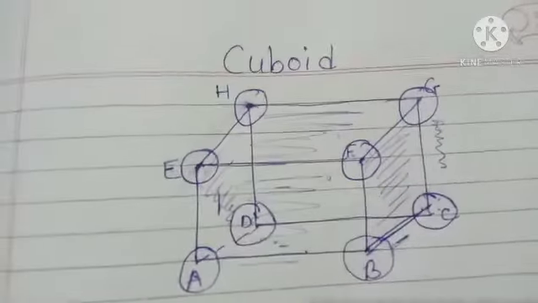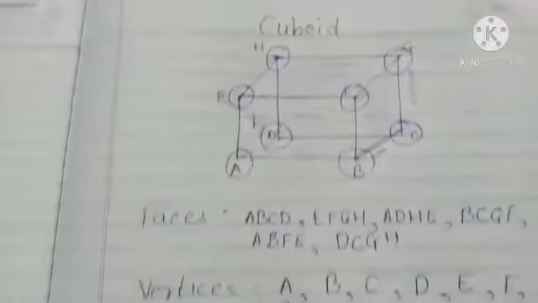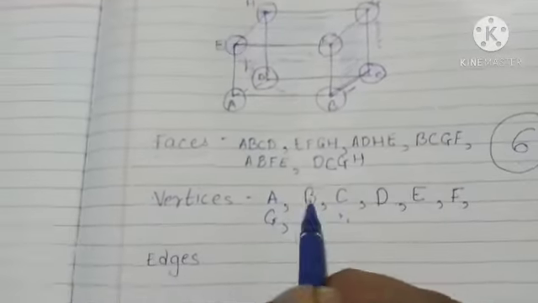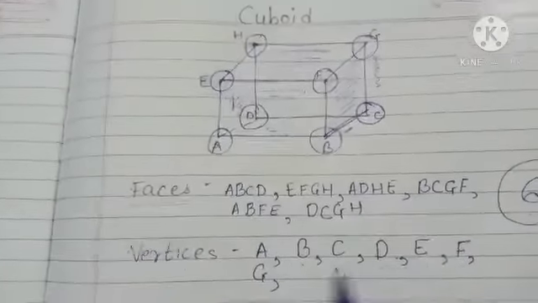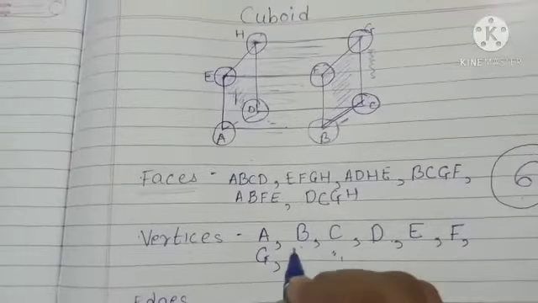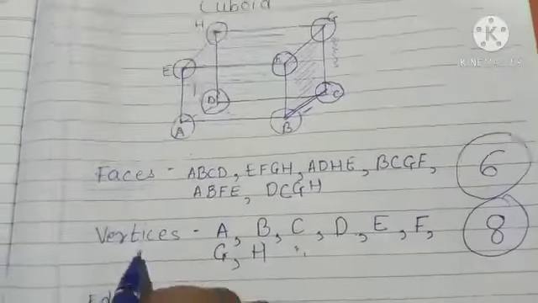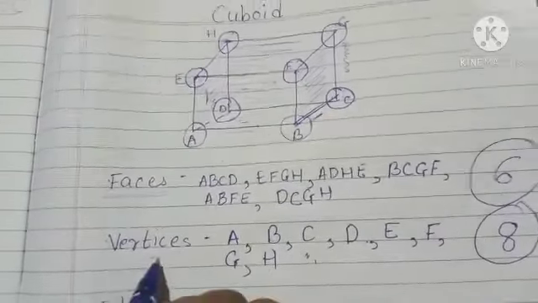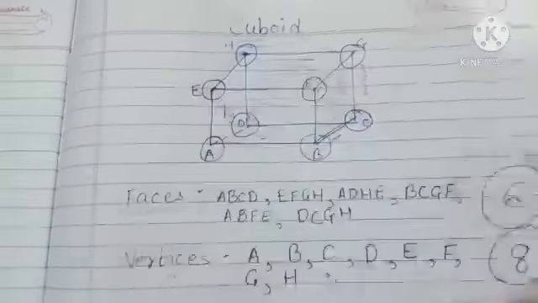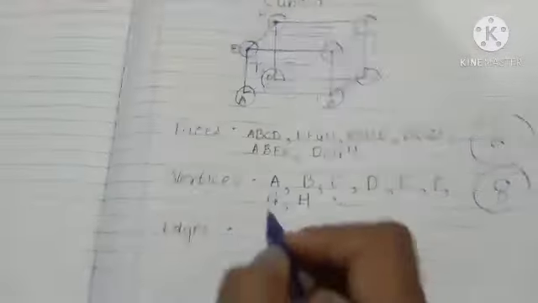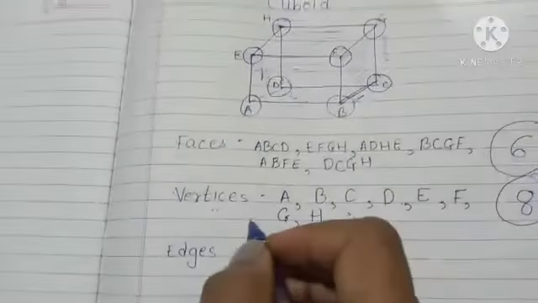So how many vertices are there? 1, 2, 3, 4, 5, 6, 7 and last is H. So we have 8 vertices. We have 8 vertices of cuboid. Understood? Yes. The last one, edges.